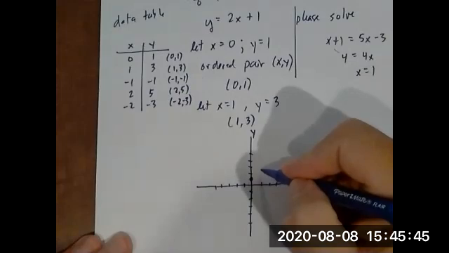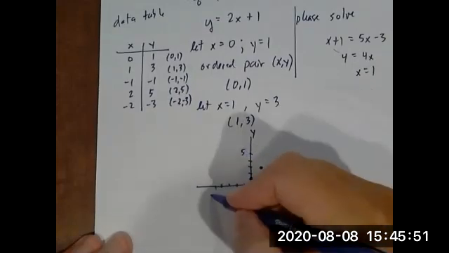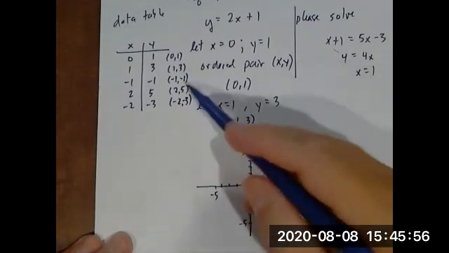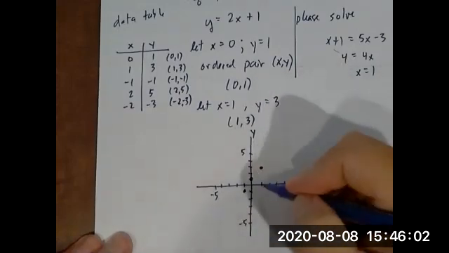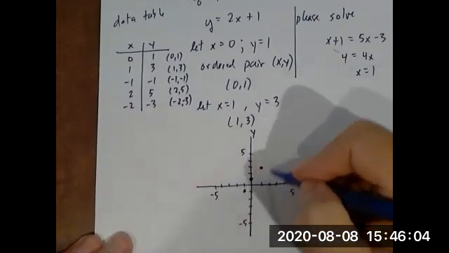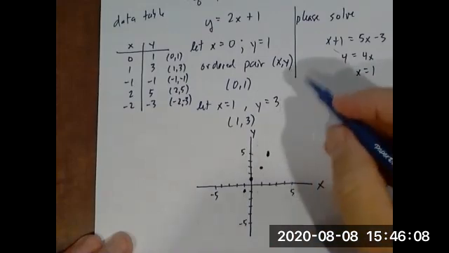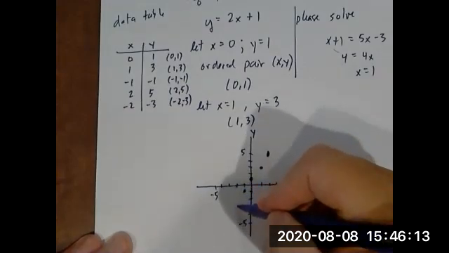x is 1, y is 3. Then 1, 2, 3, and this is 5, -5, -5. Then -1, 1, and -1, -1. Then 2, 5: x is 2, y is 5. And then -2, -3: -2, -3.